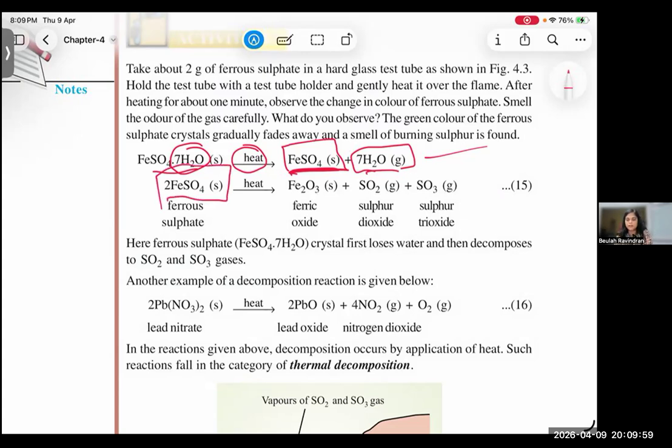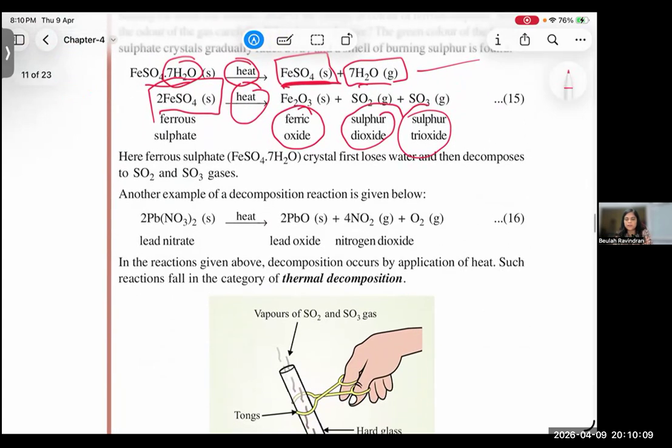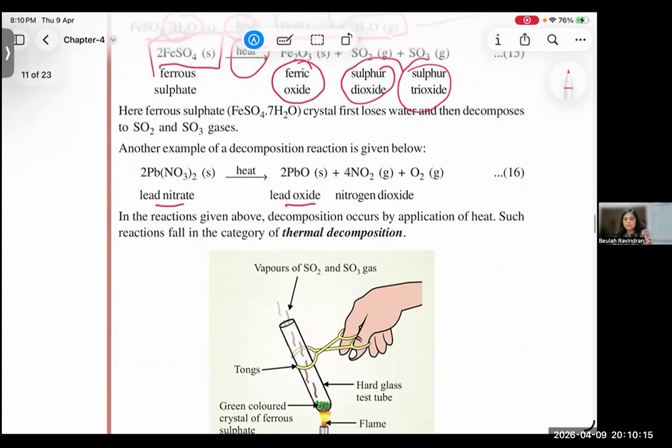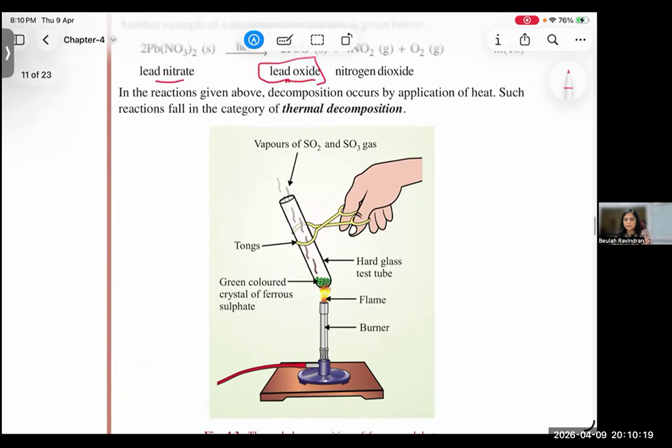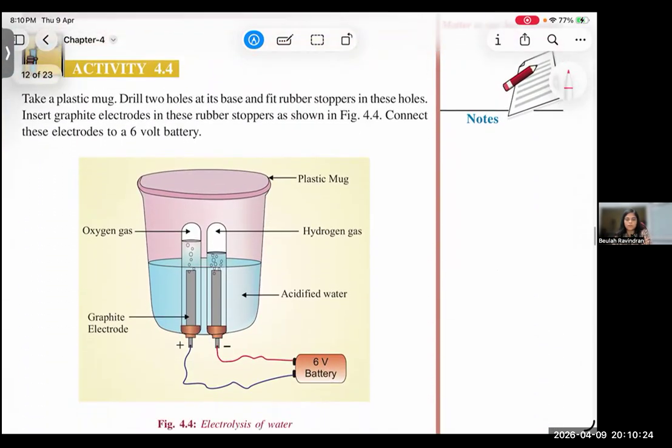Ferrous sulfate under heat, always under heat, is converted into ferric oxide, sulfur dioxide, and sulfur trioxide. I have explained all this already, right? So go through it. Then lead nitrate, which produces lead oxide. This also we saw: the yellow precipitate, decomposed, and gas. So go through all these things.